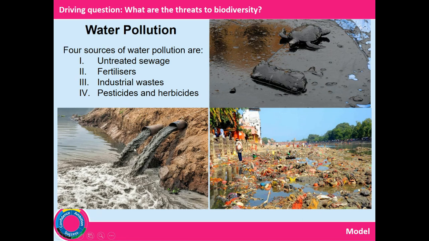We have fertilizers. This comes from farms. When it rains, it drains off the farm, gets into the water table, or makes its way down to the sea. Again, that is pollution. Industrial waste, if it is not treated before being disposed of, can cause problems.